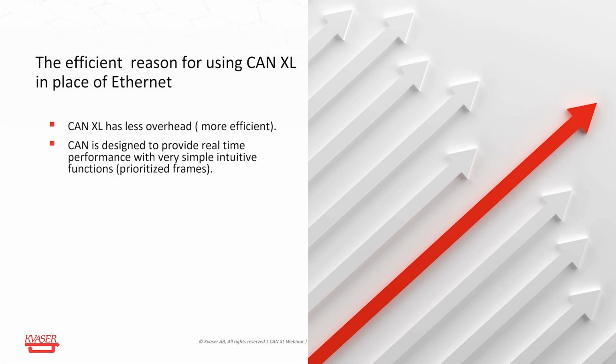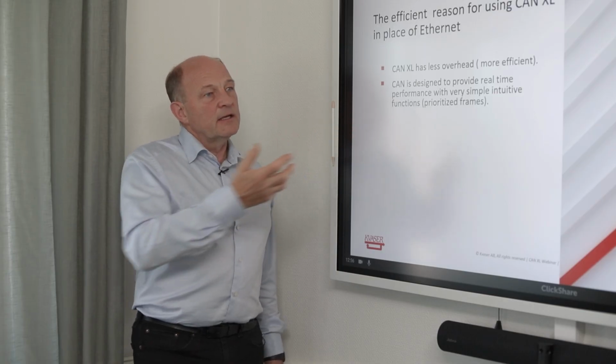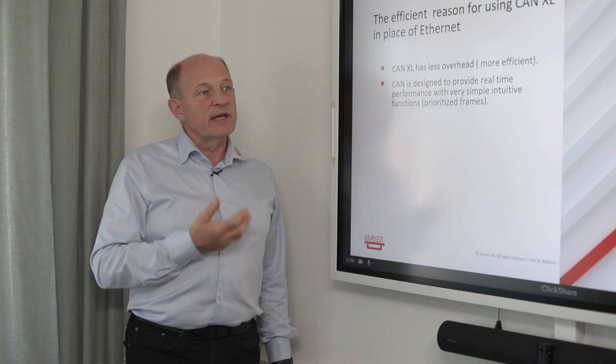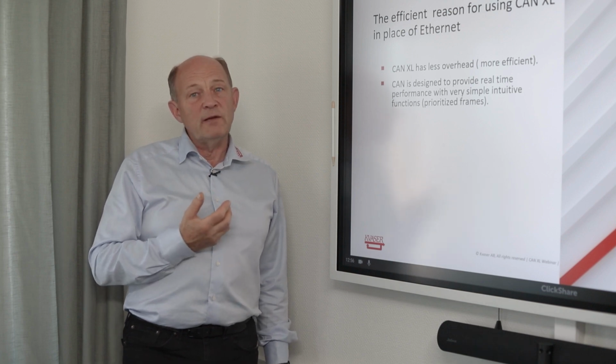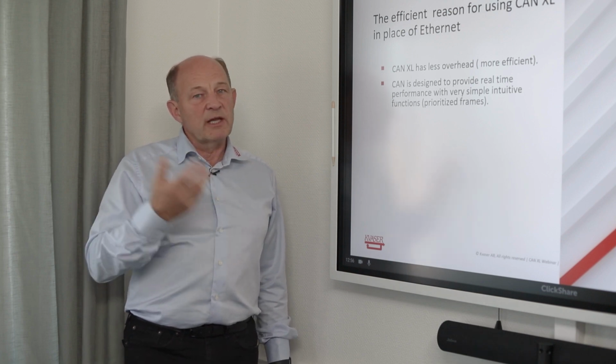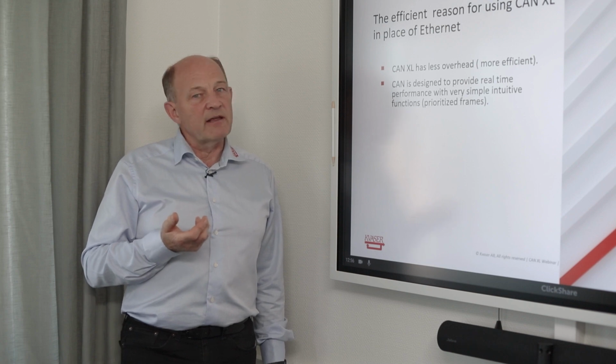So again, CAN XL compared to Ethernet is good because there is a lot of software, but Ethernet has a relatively high overhead, and you have less here. And again, with CAN XL, you get the real-time performance for free, more or less, by the priority and the limited length of the CAN frames.